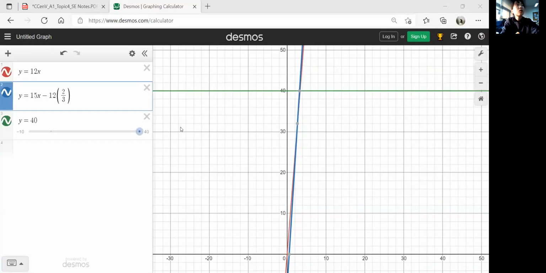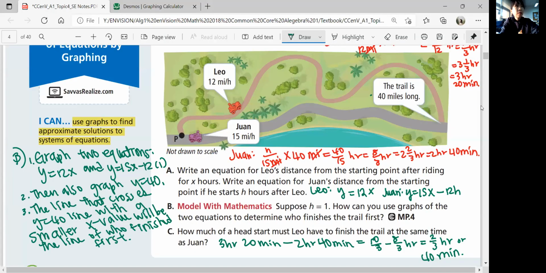Okay, so after 3 1/3 hours, they're going to reach 40 miles from the beginning. But that's for Leo, right? But for Juan, he only takes 2 hours and 40 minutes. So algebraically, Juan reaches it after 2 2/3 hours. All right, so that matches our time.